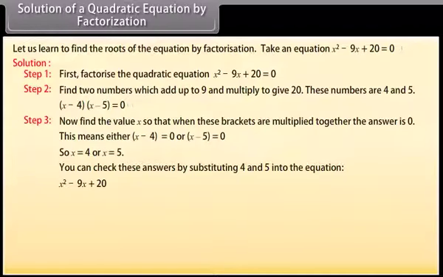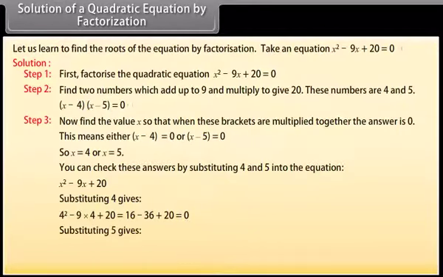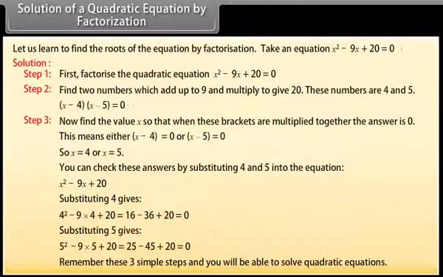x square minus 9x plus 20. Substituting 4 gives 4 square minus 9 into 4 plus 20, which is equal to 16 minus 36 plus 20 equals 0. Substituting 5 gives 5 square minus 9 into 5 plus 20, which is equal to 25 minus 45 plus 20 equals 0. Remember these three simple steps and you will be able to solve quadratic equations.